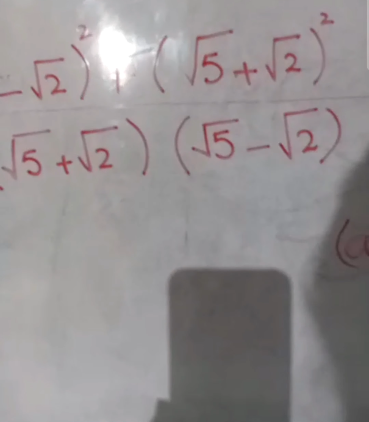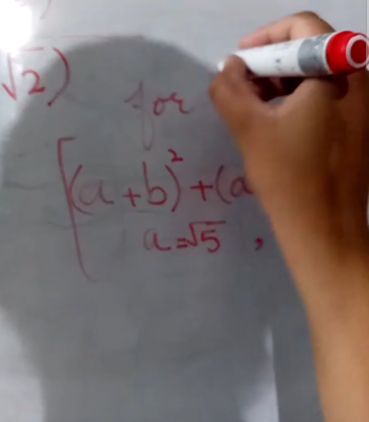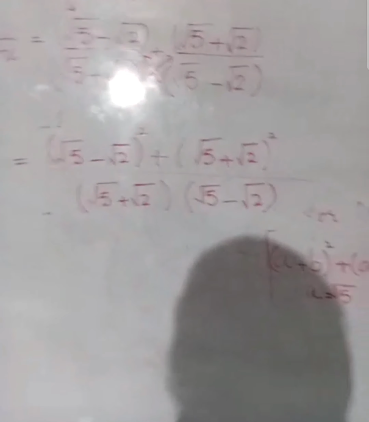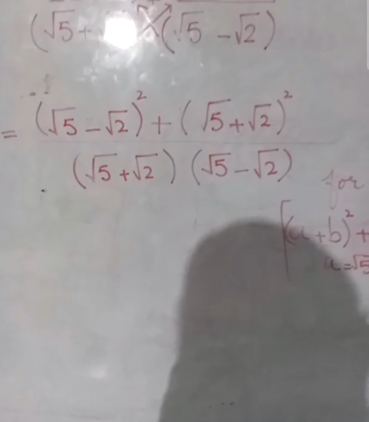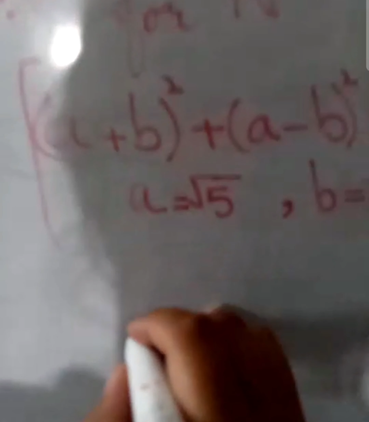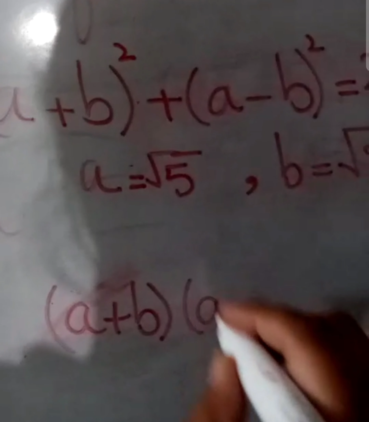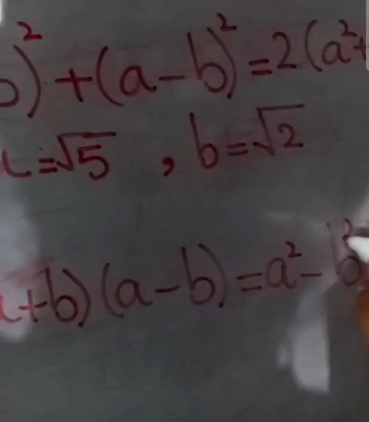A is the first, square root 5, and B is square root 2. For the numerator, we will apply this formula. For the denominator, what will it be? A plus B times A minus B is equal to A square minus B square. You can write it in both ways.